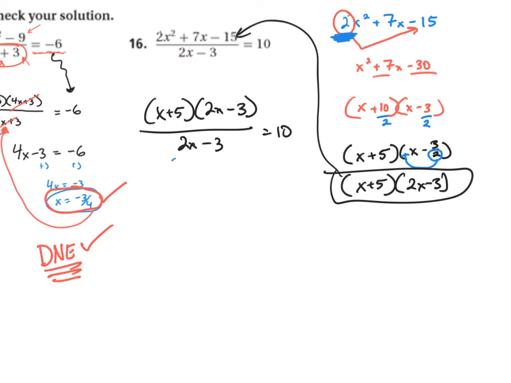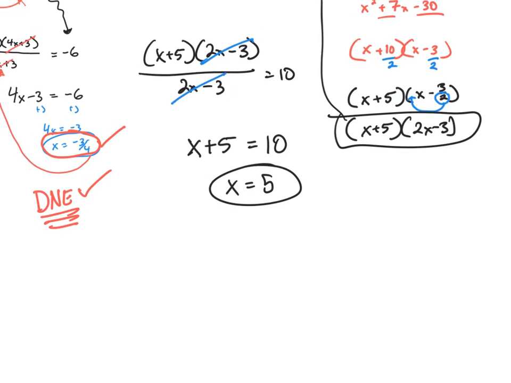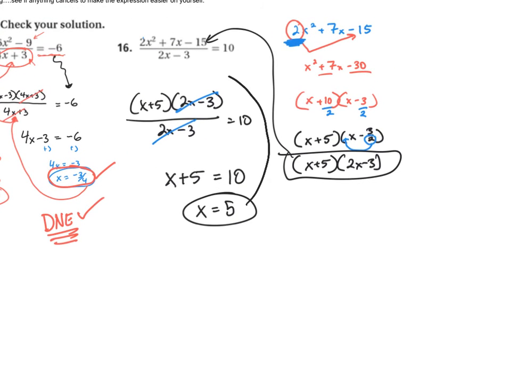Do you see anything that cancels? How about the group 2x minus 3 and that group 2x minus 3? So then you're left with x plus 5 equals 10. Subtract 5 from both sides, x equals 5. All right, there's our theoretical answer. Let's make sure that it doesn't cause a problem right here in the bottom. 2 times 5 is 10 minus 3. That would be 7. That's not 0. This is good. We got it.